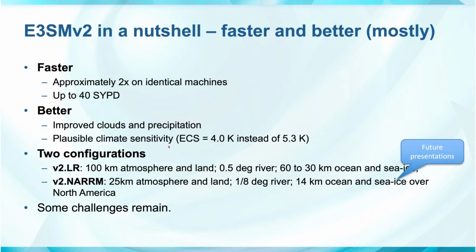And instead of having a single configuration, we have 2 configurations. One is a low-res configuration with 100 kilometer atmosphere and land, half-degree river, and 60 to 30 kilometer ocean and sea ice. And we also have something new for V2, which is a regional refined configuration that is fully coupled. We had a regional refined configuration before, but they were not fully coupled. So that will be 25 kilometer in the atmosphere, 1/8 degree river, and 14 kilometer for the sea ice and ocean over North America.